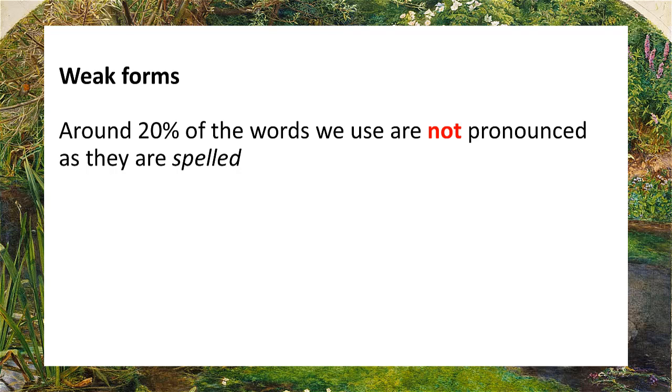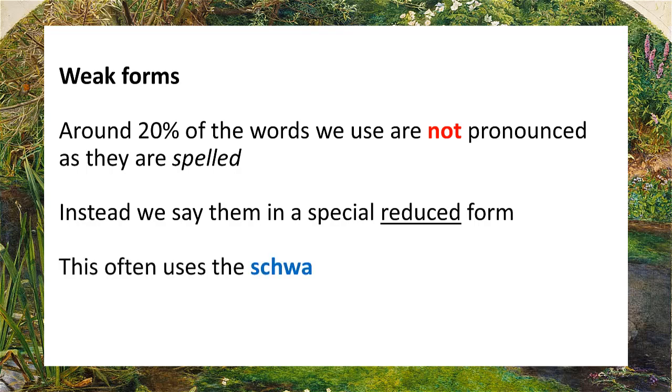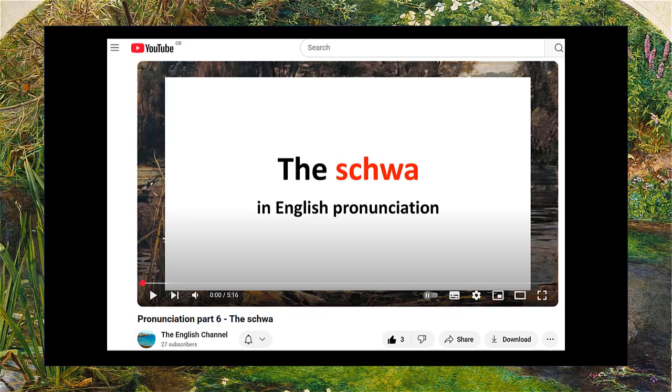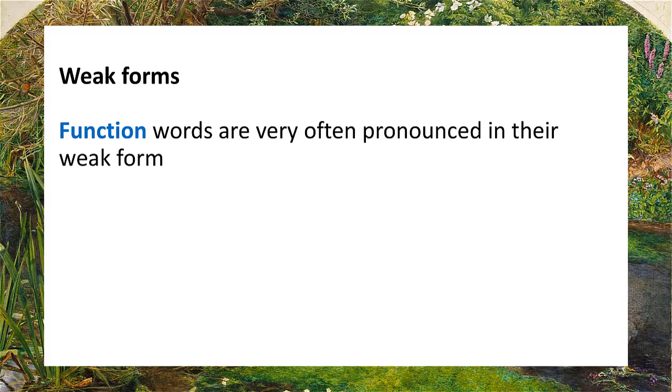Around 20% of the words we use are not pronounced as they are spelt. Instead, we say them in a special reduced form. And this reduced form often uses the schwa sound, which we studied in the previous video. Let's look at the different kinds of words that have a weak form. Grammatical words, or what we sometimes call function words like and, for, can, and have, are very often pronounced in their weak form. For example, and becomes 'un', for becomes 'f', can becomes 'kun', and have becomes 'av'.